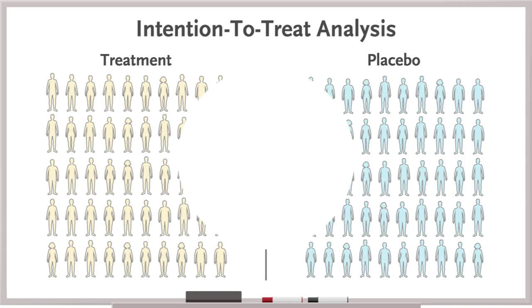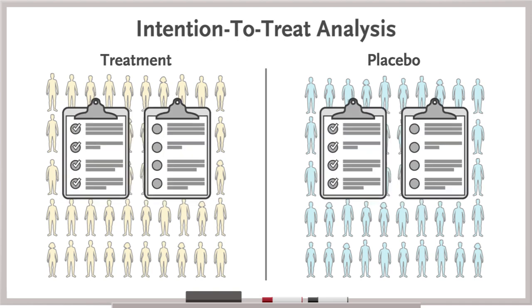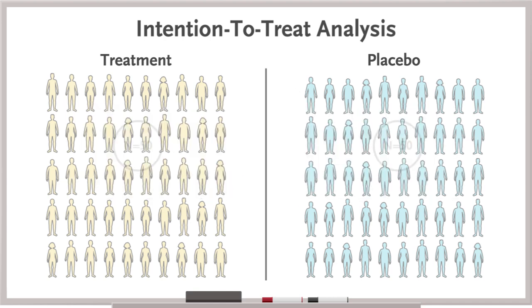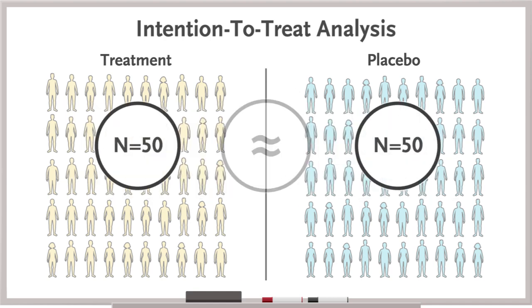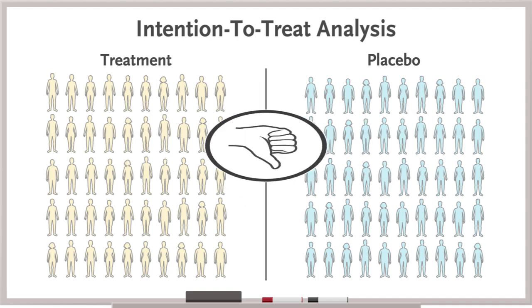On the other hand, in the intention to treat analysis, every participant randomized at the beginning of the trial is analyzed according to their original group assignment, regardless of adherence. This maintains all the benefits of randomization and keeps the sample size and similarity between the treatment and placebo groups intact. What are the downsides?